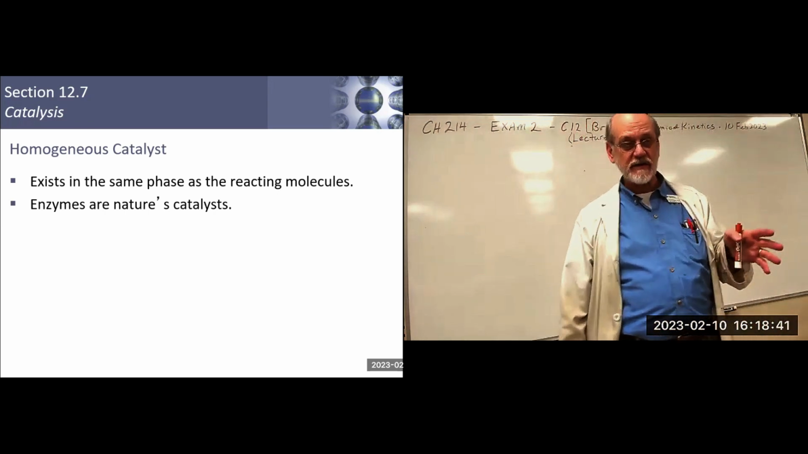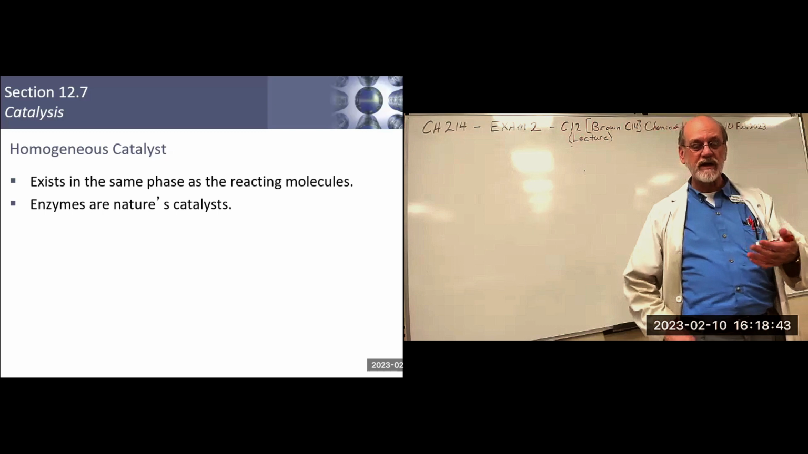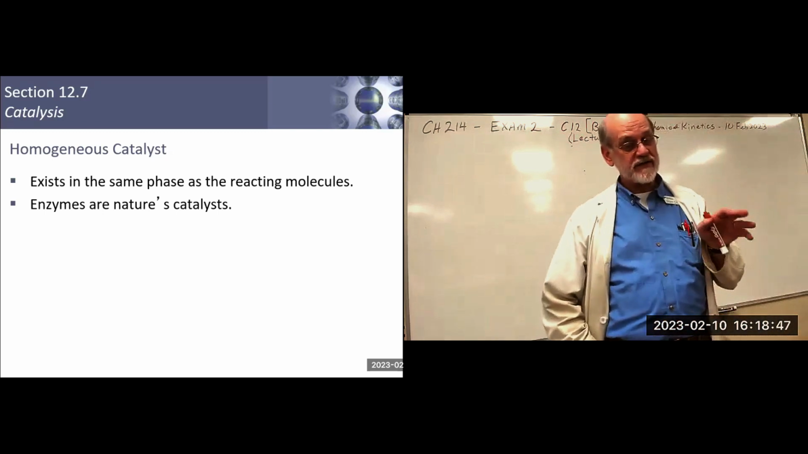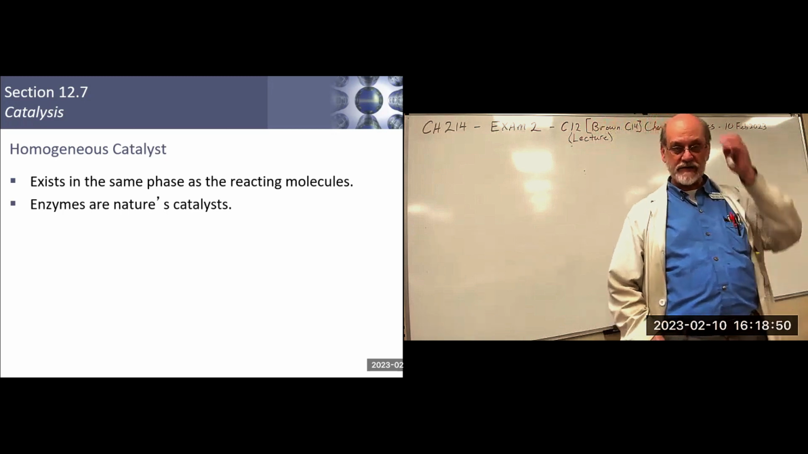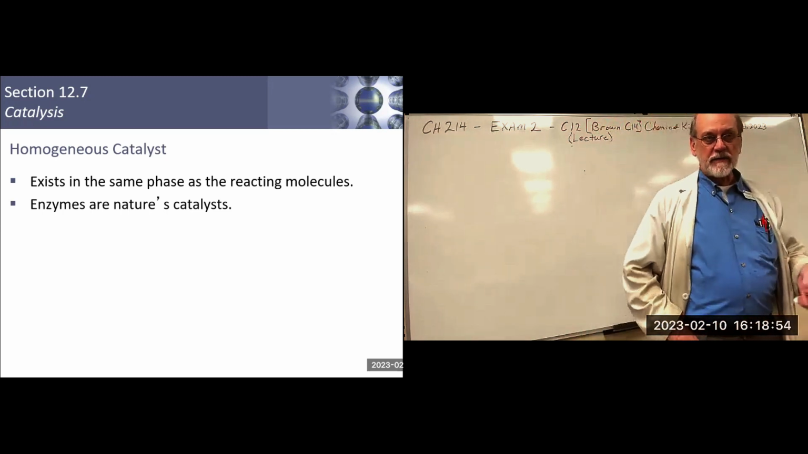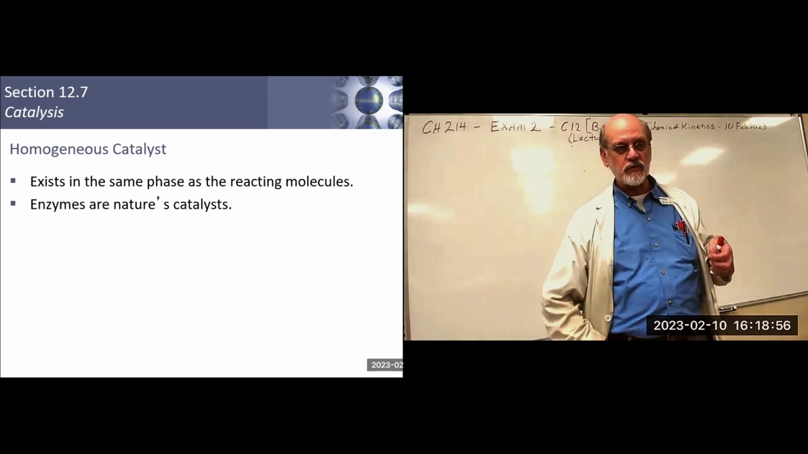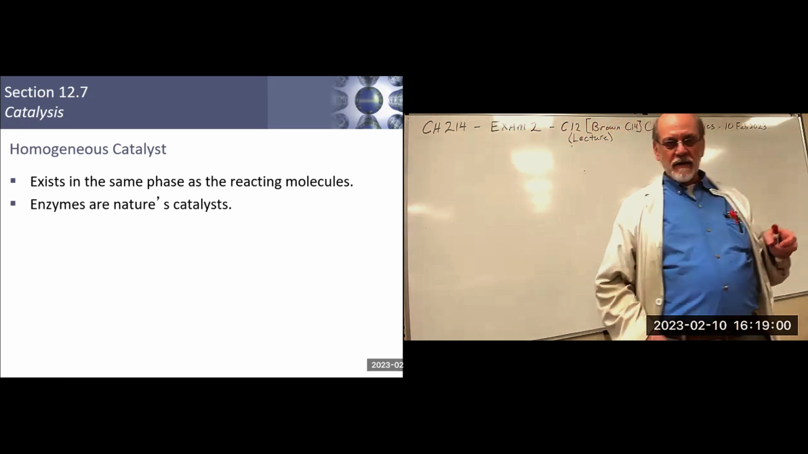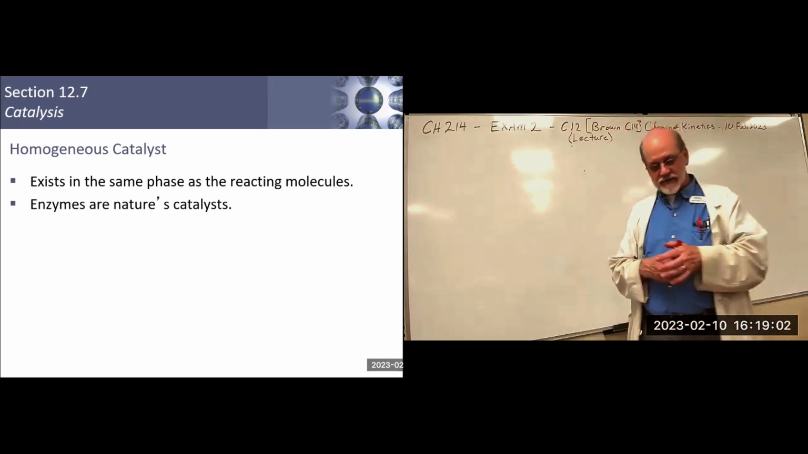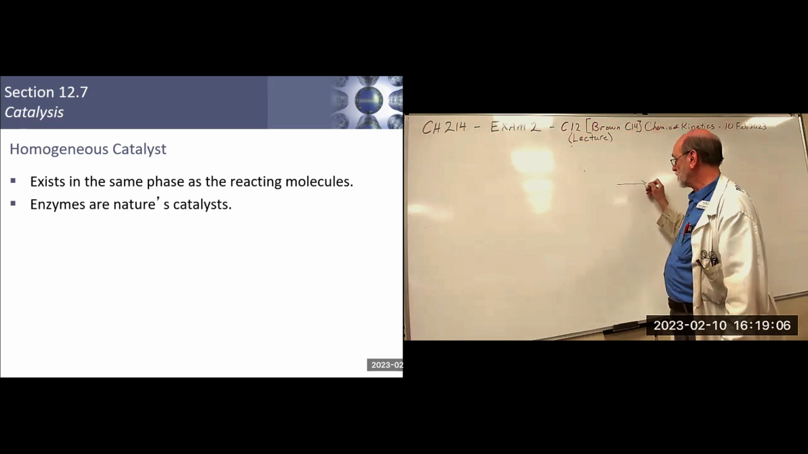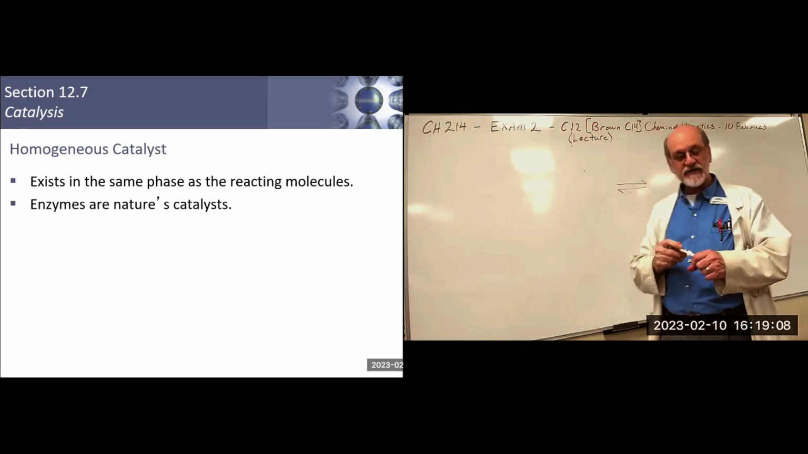Nature's catalysts, the cellular catalysts, are enzymes. Now, there's a difference between enzymes and inorganic catalysts, like this potassium iodide. Or in the Haber-Bosch process, the catalyst was finely divided iron particles. The inorganic catalysts allow the reaction rate to occur fast in both directions.